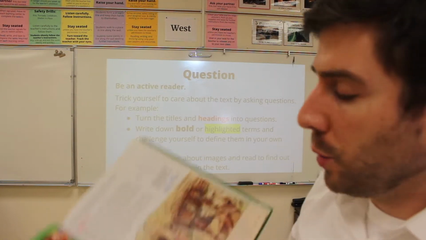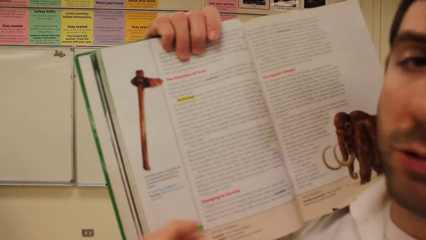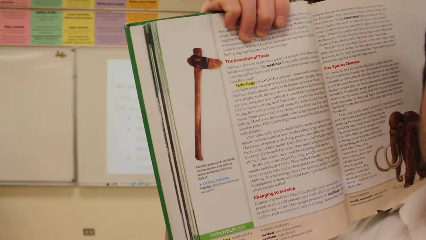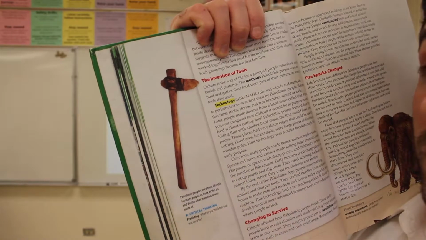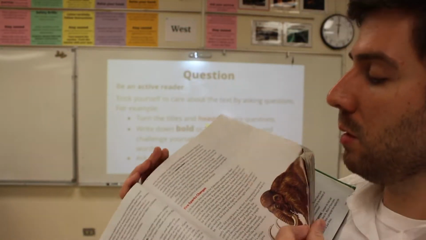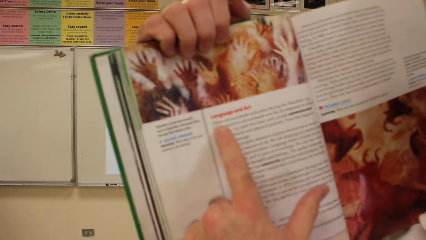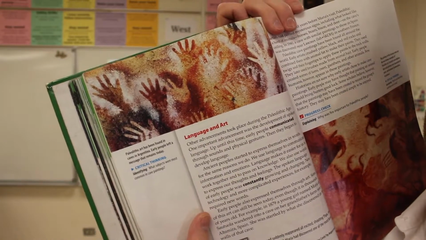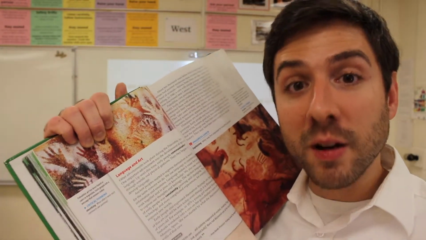Look at the pictures too. So maybe you're looking at the tool and you ask yourself, what was that tool used for? You probably already have a great guess, but when you actually read, it'll tell you maybe what the tool was made of as well, and what it was used for. Maybe here in the art, you have a question of how did they make this art? What sorts of paint did they use? So when you actually do read the section, you somewhat care. You have purpose now. Purpose to find out the answer to your question.